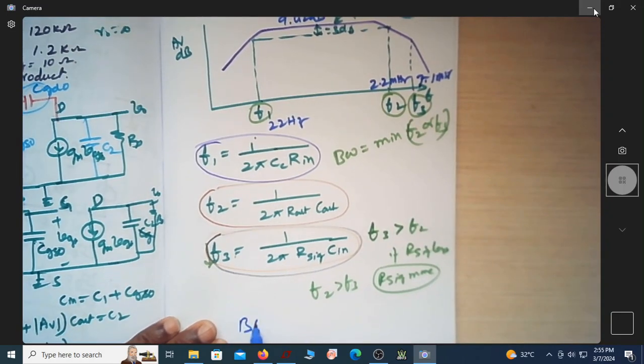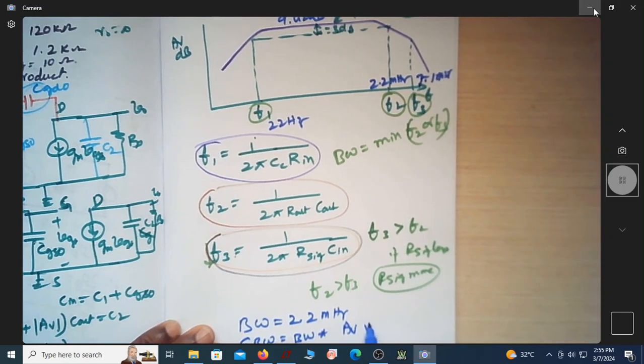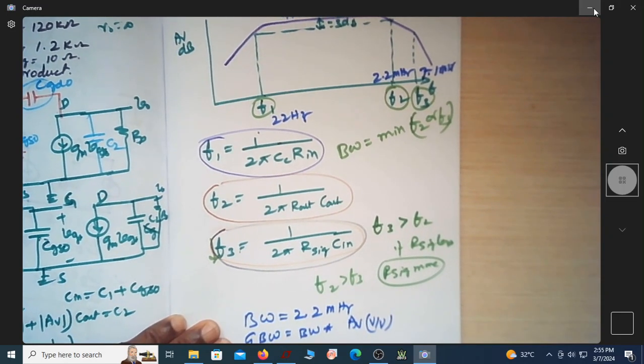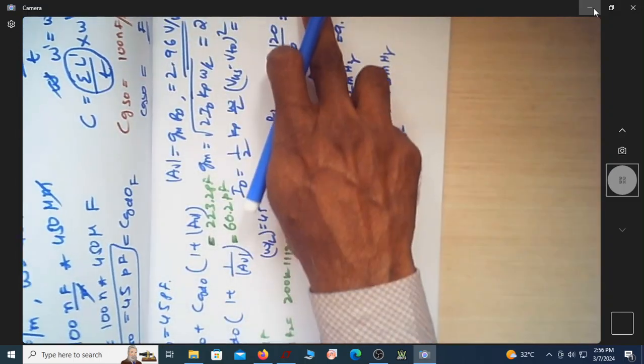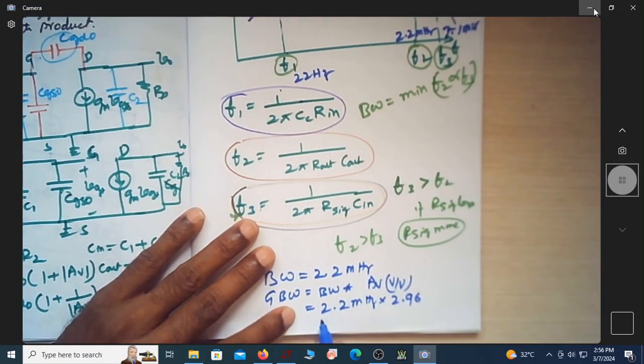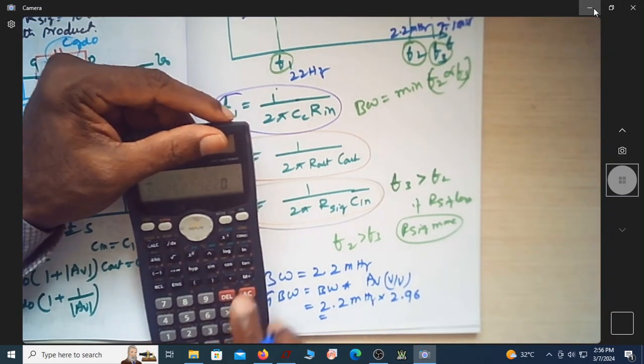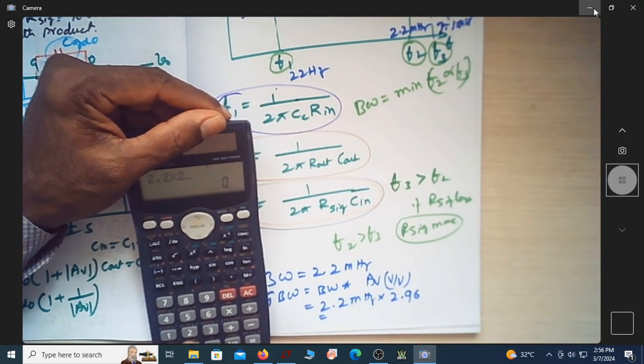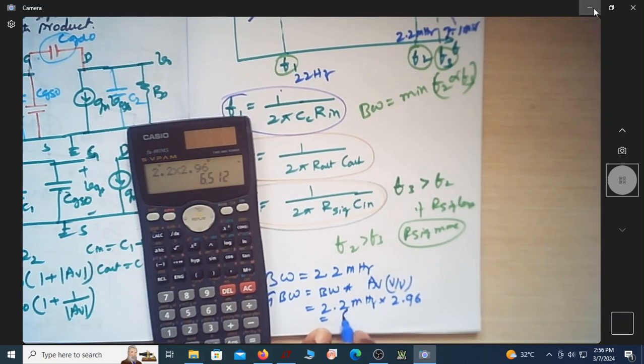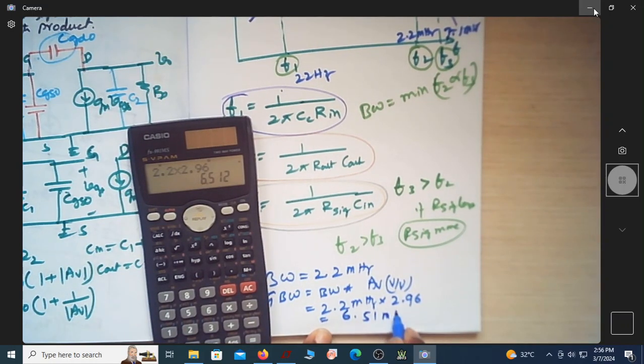So what is the bandwidth now? Bandwidth is 2.2 megahertz. Gain bandwidth product is bandwidth multiplied by gain in volt per volt. Don't substitute in terms of dBs. It's actually 2.2 megahertz into 2.96. 2.96 is the magnitude. If you multiply these two, it is 2.2 into 2.96. It's actually 6.51 megahertz.